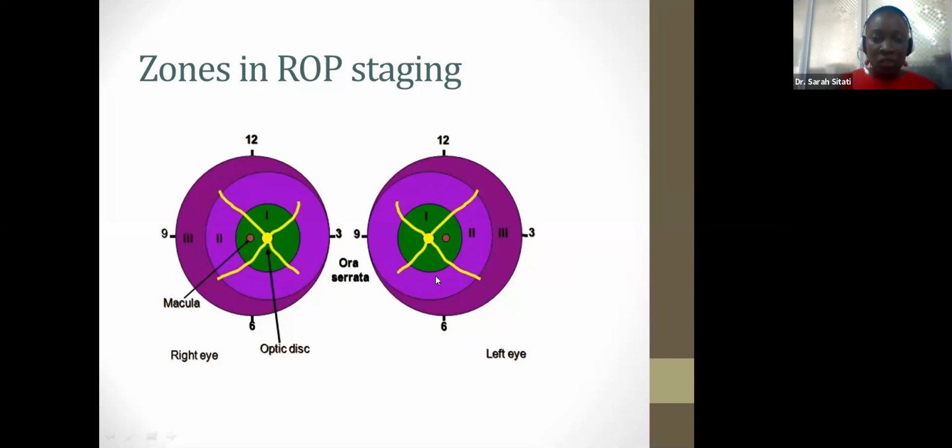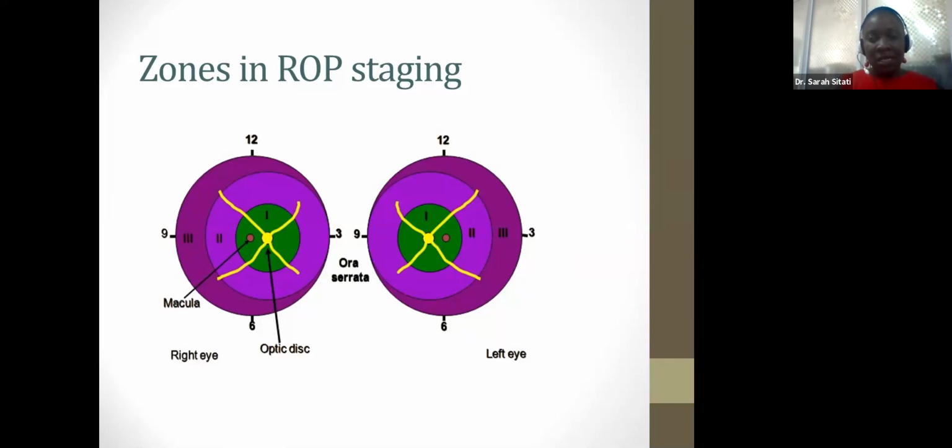And the reason why these zones are important is that when the ROP is in zone 1, it is usually more severe, yeah? When it's in zone 2, we can say it's moderate, and zone 3, we are usually not very worried unless it is a high stage of ROP. So any disease in zone 1, you need to monitor it carefully, because it usually presents the more severe forms of ROP.